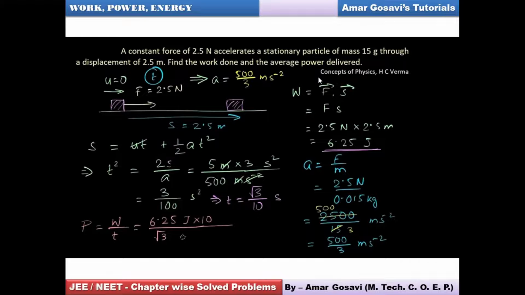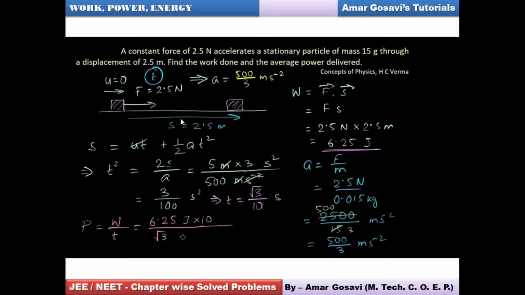The second thing is the average power delivered. For finding the average power delivered, first we need to know the acceleration of this object. How do we work out the acceleration? Force divided by mass, because we will be using Newton's second law here. Force is equal to mass into acceleration, so acceleration will be force divided by mass. Force is 2.5 and mass after converting it into kg is 0.015. When you divide, you get 500 by 3 meter per second square. That's why I have mentioned acceleration as 500 by 3 meter per second square.